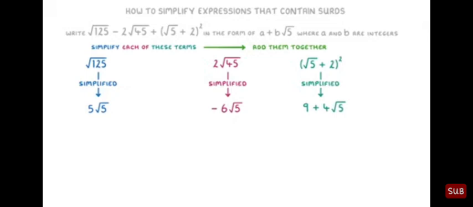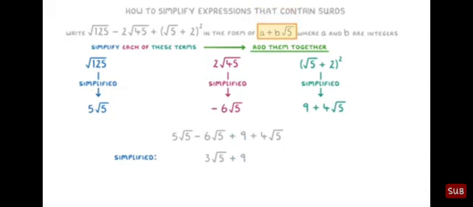The final step is just to add these together. So 5 root 5 minus 6 root 5 plus 9 plus 4 root 5, which simplifies to 3 root 5 plus 9. However, because the question asked for our answer in the form of a plus b root 5, we want to quickly rewrite it as 9 plus 3 root 5, where 9 is the a and 3 is the b.